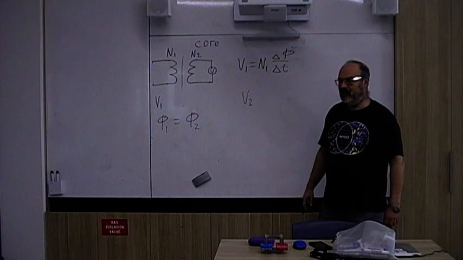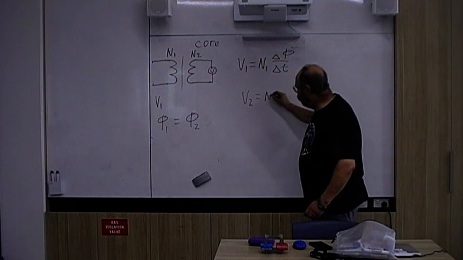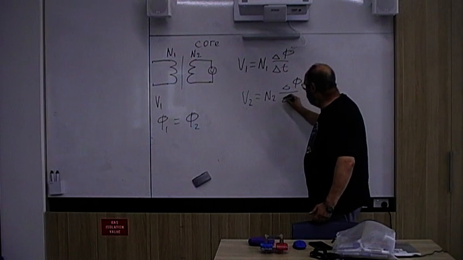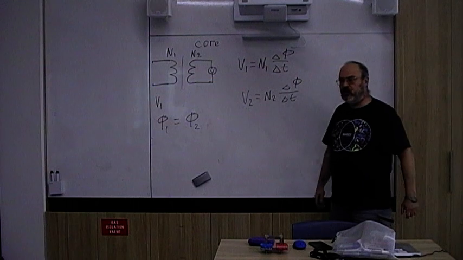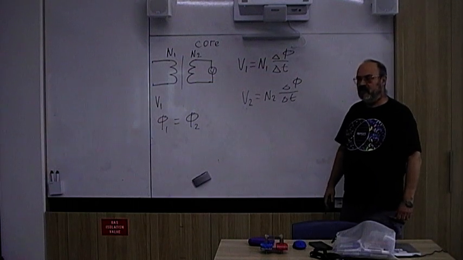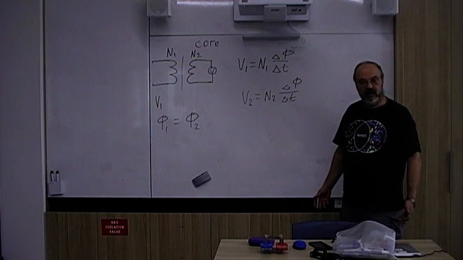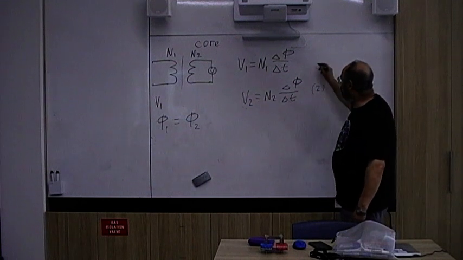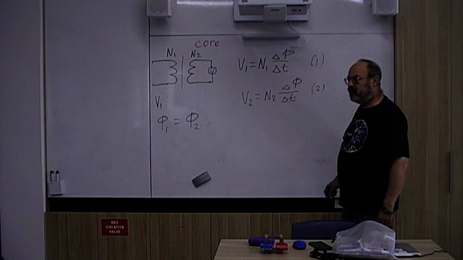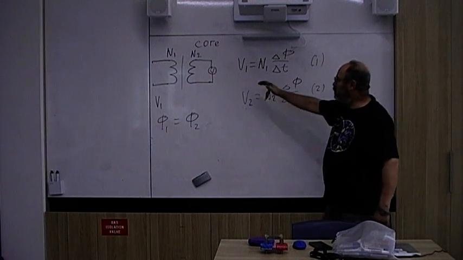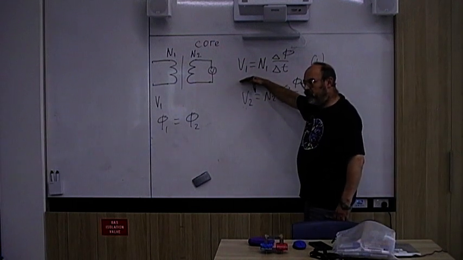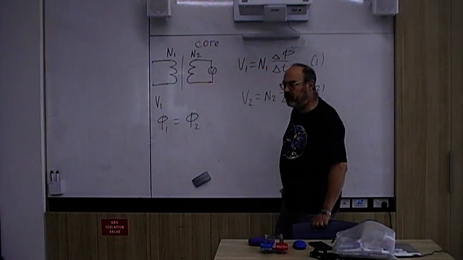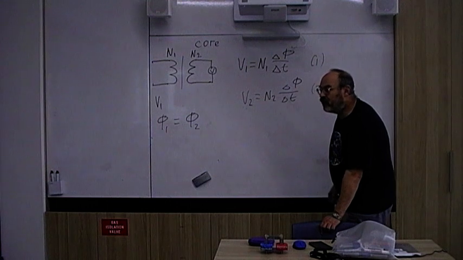Faraday's law. We have N2 turns, and the rate of change of the flux is the same flux. So if you change it, the rate of change will be the same. Make sense? Now let's divide formula 2 by formula 1. This is in the primary coil, and the rate of change of the flux is the same through them. Flux is the same.